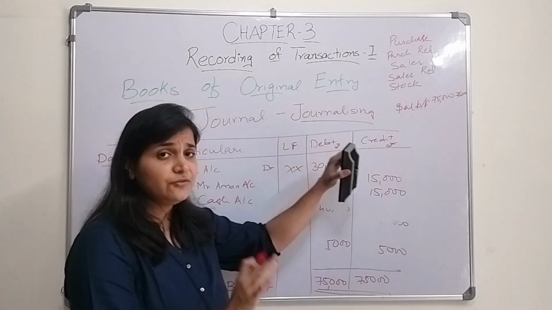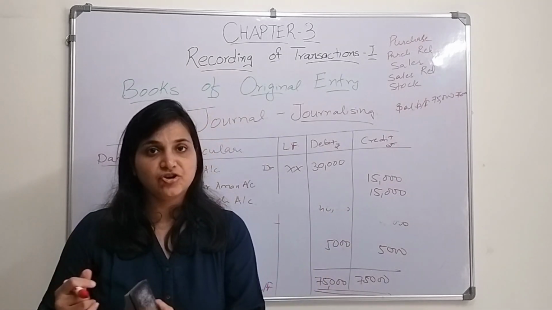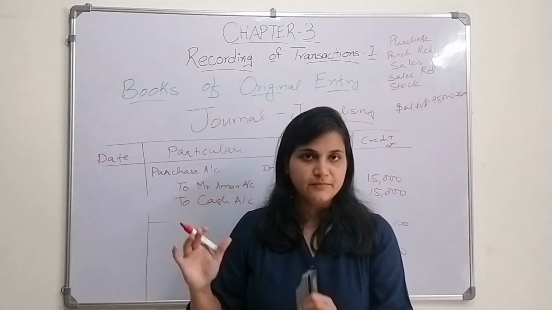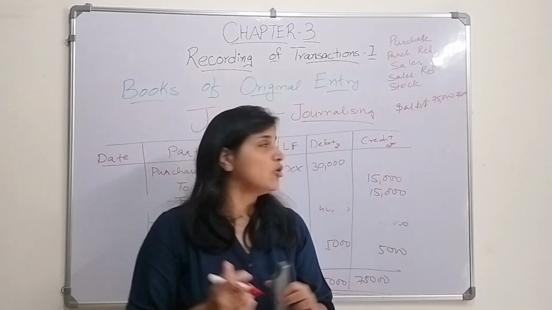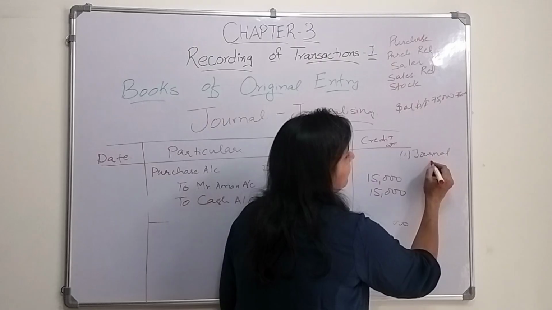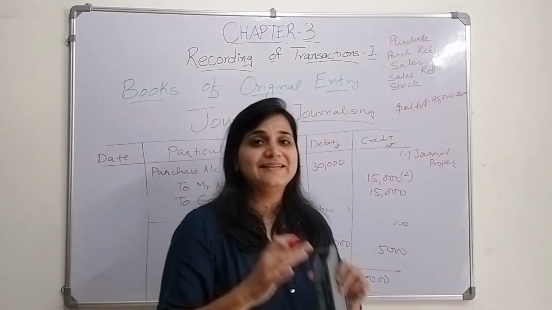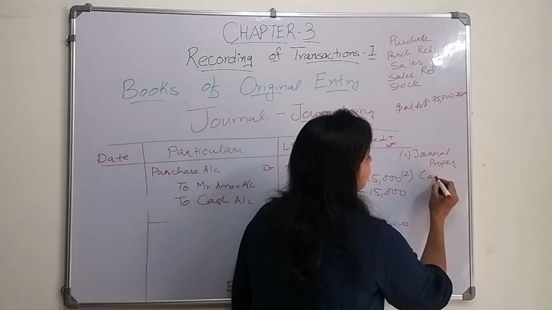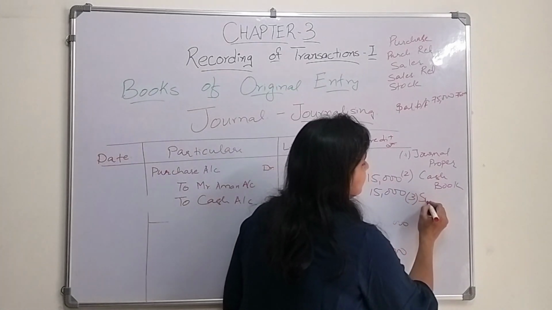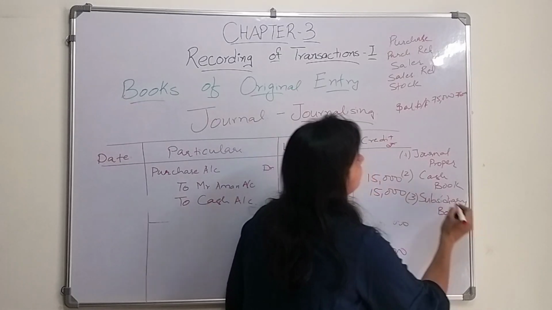Now here, like I said, we do journalizing. We record the entries in the journal book. But there are numerous transactions happening. This is for a small business, but we prepare other books also, like the journal proper. If the transactions are being dealt in cash, we will make a cash book, and there are subsidiary books.